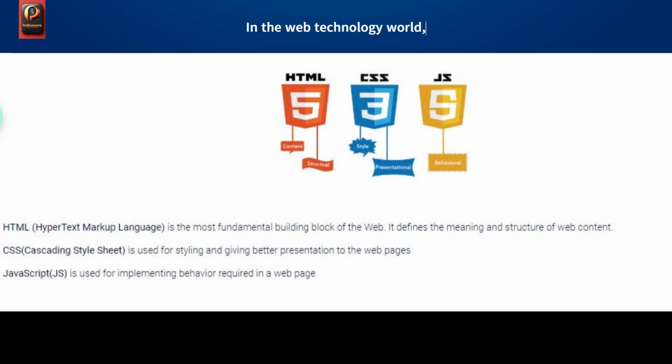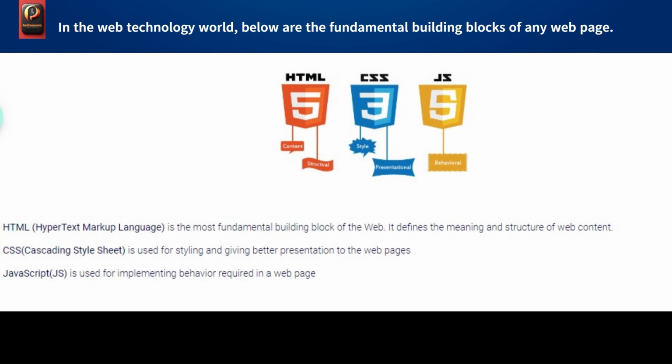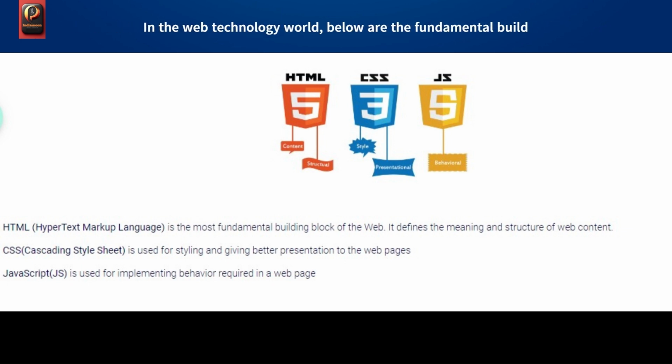In the web technology world, below are the fundamental building blocks of any web page. HTML, Hypertext Markup Language, is the most fundamental building block of the web. It defines the meaning and structure of web content. CSS, Cascading Style Sheet, is used for styling and giving better presentation to the web pages. JavaScript, JS, is used for implementing behavior required in a web page.